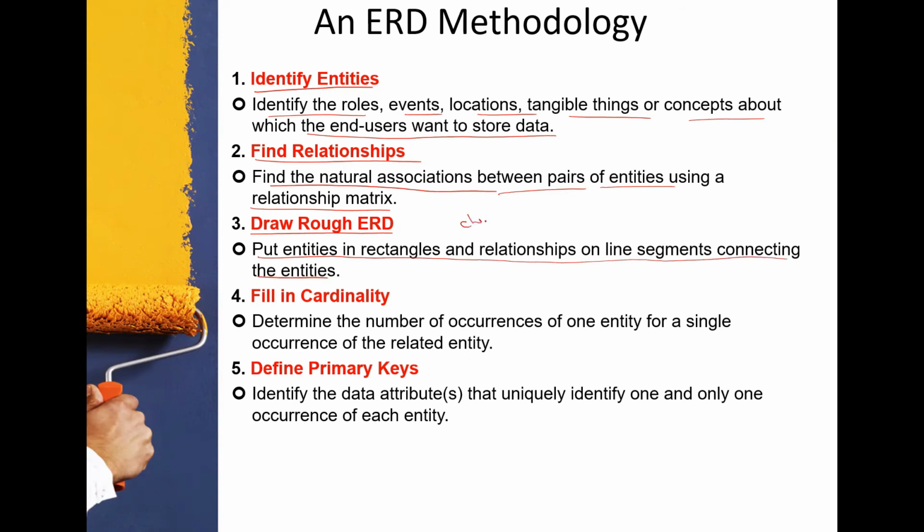Kat sini kita gunakan chen notation. So fill in the cardinality. Determine the number of occurrences of one entity for a single occurrence of the related entity. Selalunya semua benda ni ada dekat dalam soalan. Kita kenal dia sebagai business case. Okay, define primary key. Identify the data attribute that uniquely identifies one and only one occurrence of each entity. Kalau dalam projek tu, you kena create your punya business case sendiri. Okay, you kena buatlah sama ada cardinality dia tu untuk satu entity ni berapa minimum dengan maksimum dia.